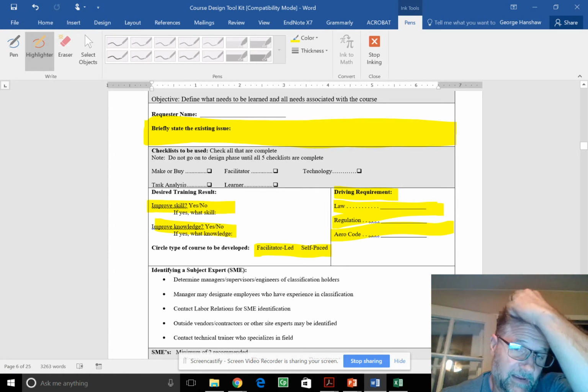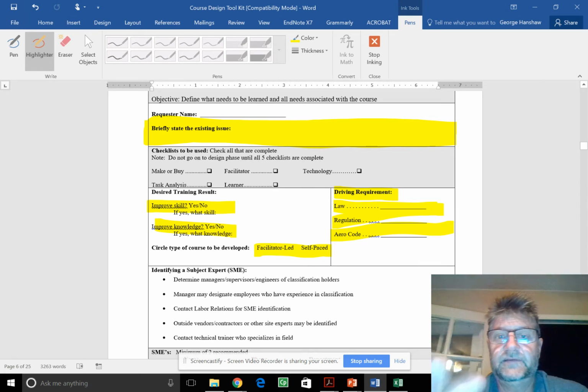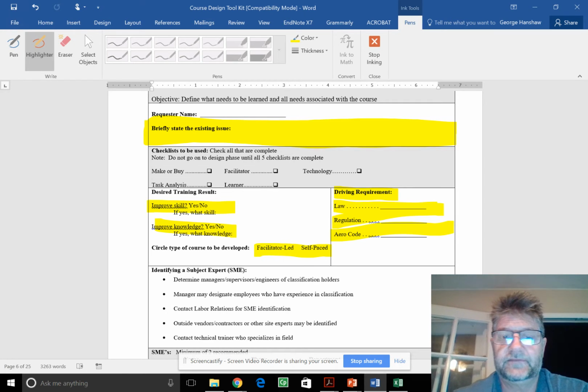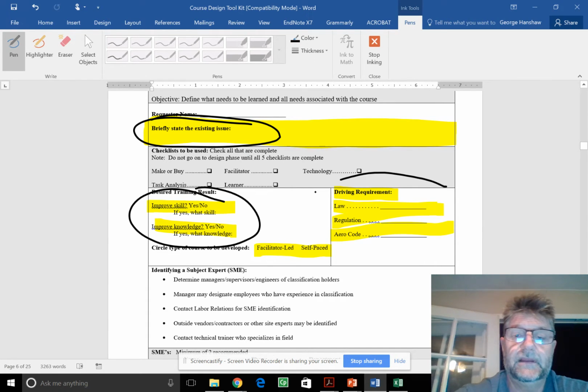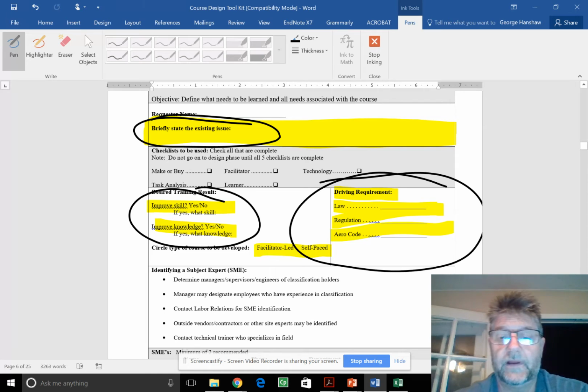In this case, I've used this for either self-paced training or facilitator-led training, face-to-face training as well. But either way, it really works well if you remember to identify existing issues according to the organization, what you want to do, and then if there are any driving requirements.